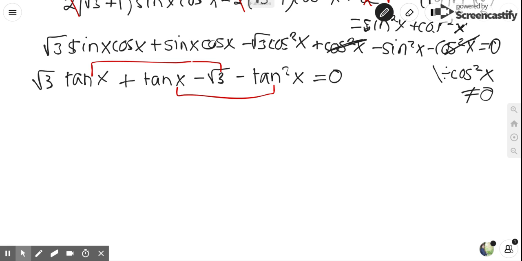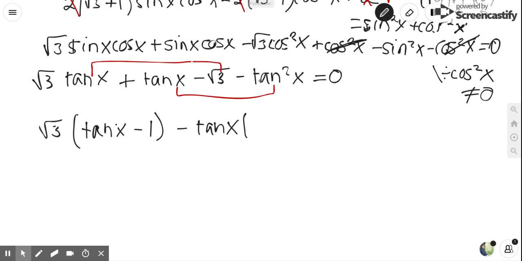So if we pair these two together, I'm going to factor out root of 3 out of them and get tangent of x minus 1. And then for the second pair, I'm also going to factor out tangent, but I'm going to factor out minus tangent, I think, just because then the signs inside the brackets are going to be the same. I'm going to be left with this.